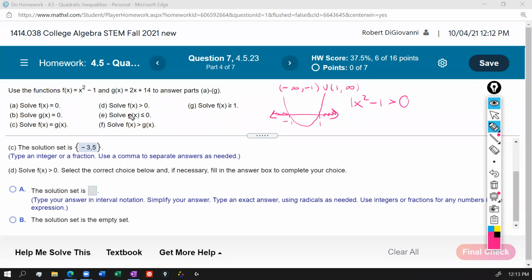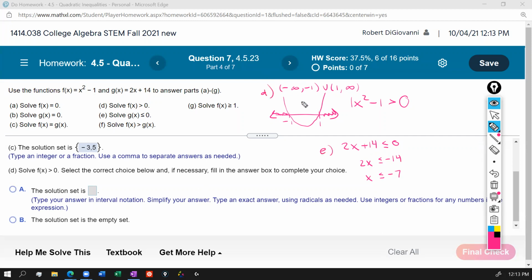And I'm just going to go to part E. Part E says, where is g of x less than or equal to 0? So I take the g function, so 2x plus 14. I ask, when is that less than or equal to 0? This is just a regular inequality, so I can move the 14 over to the other side and divide by 2. So you get x is less than or equal to negative 7. That's for part E. This is part D.